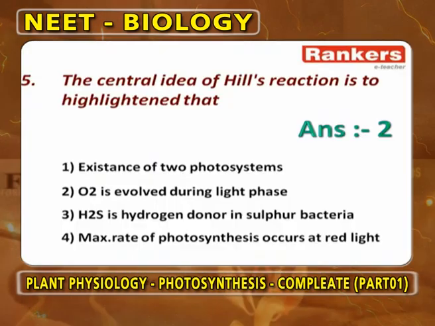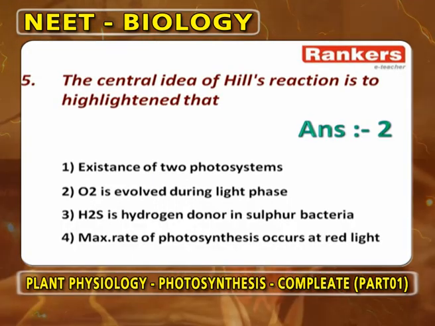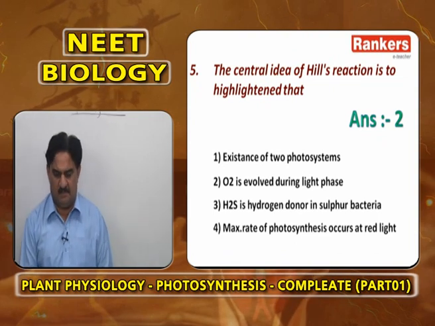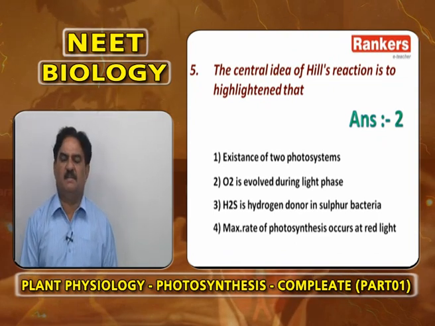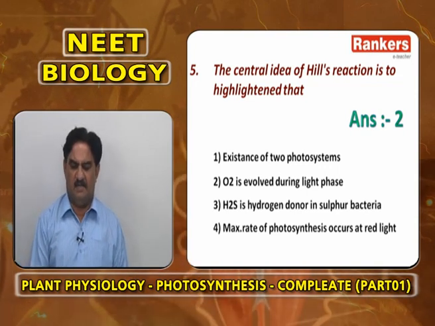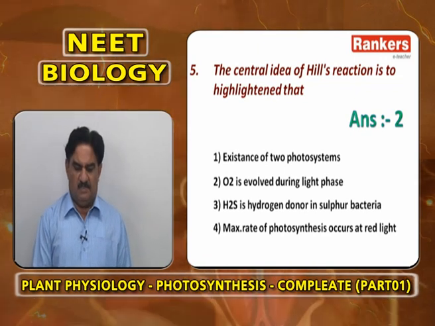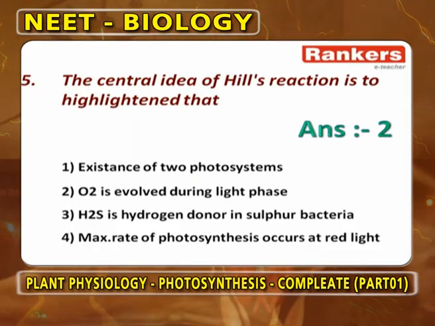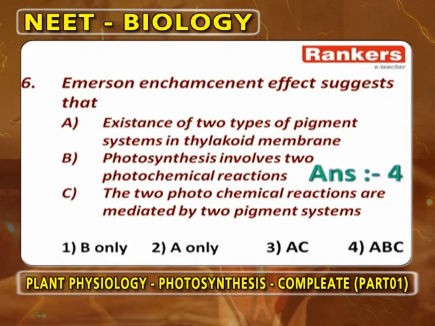So, the central idea of Hill's reaction is to highlight that the existence of two photosystems is wrong. Hydrogen sulfide is hydrogen donor in sulfur bacteria is wrong. Maximum rate of photosynthesis occurs at red light is wrong. Oxygen evolved during light phase is correct. The central idea of Hill reaction is to highlight that oxygen is evolved during light phase. So, second option.